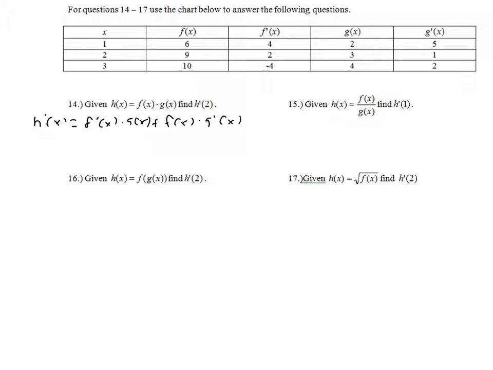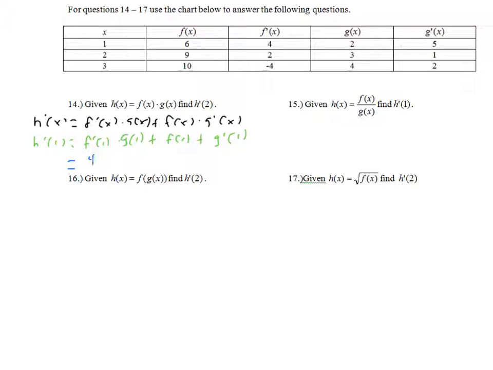And if I plug in a 1, h prime of 1 is going to be the derivative of f at 1 times the value of the function g at 1 plus the value of the function f at 1 times the derivative of g at 1. And this table gives us all that information. So for this first piece, what is f prime when x is equal to 1? If I follow over and I'm looking at x equal to 1 and the f prime column, the value of f prime at x equal to 1 is 4.